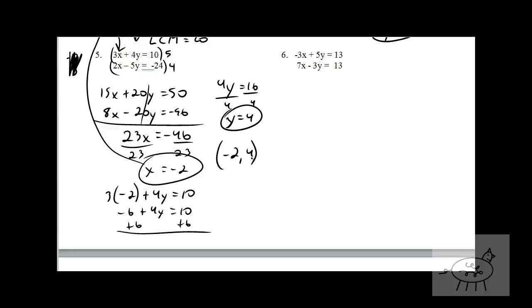Okay, so kind of the same thing here. Number 6, if you notice there, the x's are opposite and the y's are opposite, so I can pick which one I want.